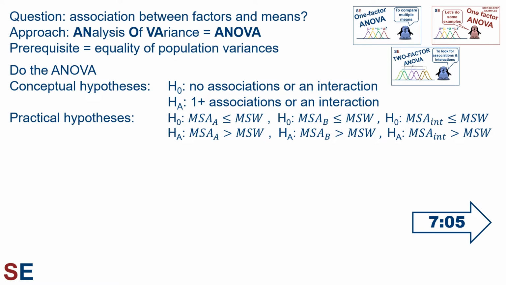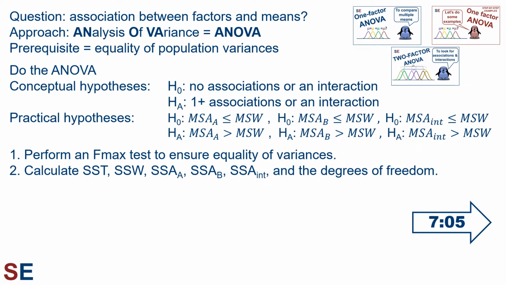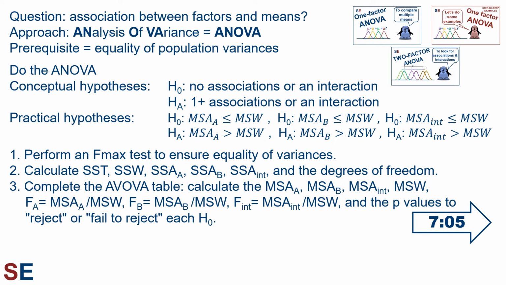To statistically test the practical hypotheses and answer our conceptual hypotheses, we'll perform 4 steps. Step 1. Perform an Fmax test to ensure the equality of variances. The two-factor ANOVA is a homoscedastic test and requires equal variances in the groups. Step 2. Calculate the sums of squares terms and the degrees of freedom values. These will go into our ANOVA table. Step 3 is to complete the ANOVA table.